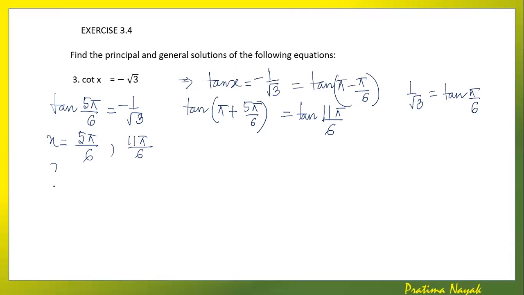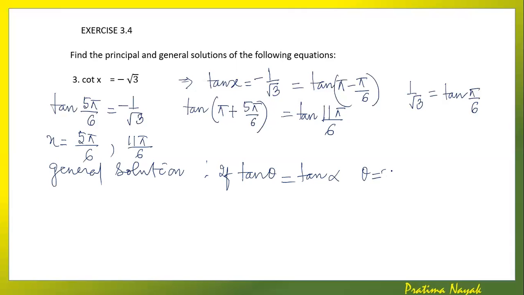Next, coming to the general solution. For the general solution, I'll take only alpha as 5 pi by 6. Tan theta is equal to tan alpha. If this is the condition, you get theta is equal to n pi plus alpha. So what is the solution? Now I hope you can write it yourself. x is equal to n pi plus 5 pi by 6, where n is an integer.